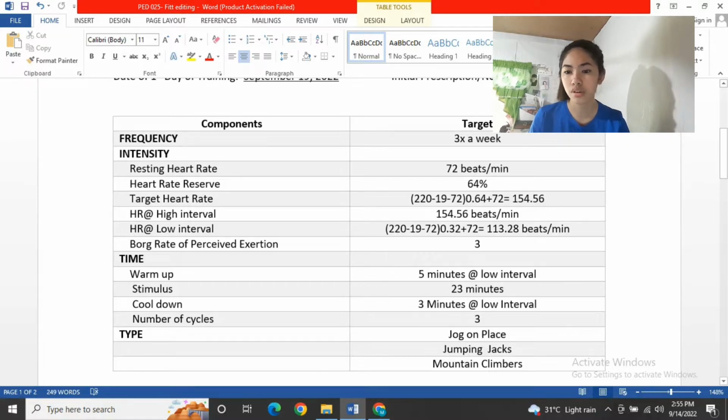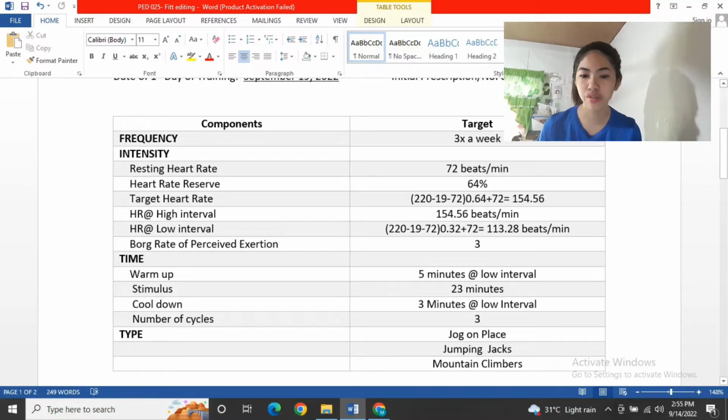So on heart rate low interval, with the formula of 220, the constant, minus my age, which is 19, minus my resting heart rate 72, times 0.32. Why did you come up with 0.32? It is because 0.64 divided by 2 is 0.32. So plus again my resting heart rate, 72, equals 113.28 beats per minute. So my rate of perceived exertion is 3.